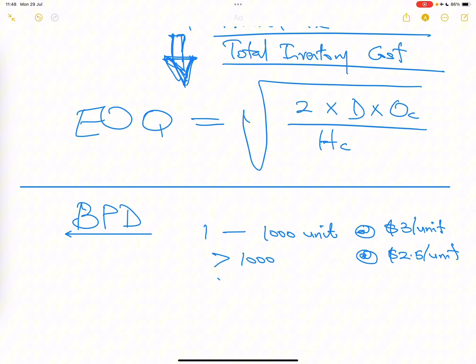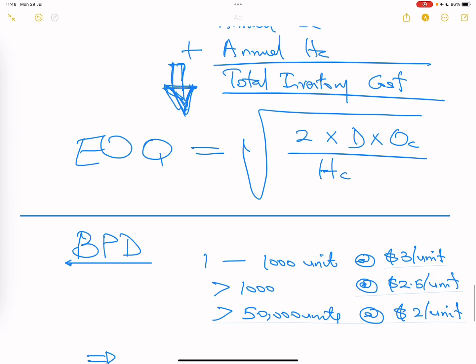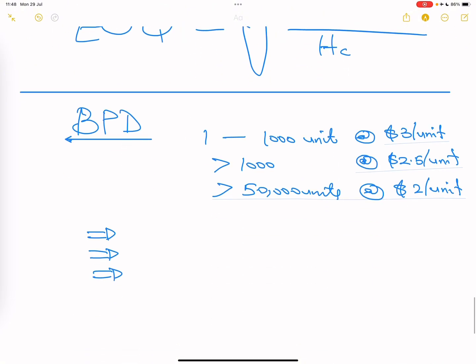So another vendor can say, if you buy even more than 50,000 units, I will sell to you at $2 per unit. So you see that what is going on here is that for the purchase discount method, if you look at those three cost components, the purchase cost, the ordering cost, and the holding cost, the purchase cost will come down because we are getting discounts on the price. Likewise, ordering costs will come down because we're going to order fewer times.